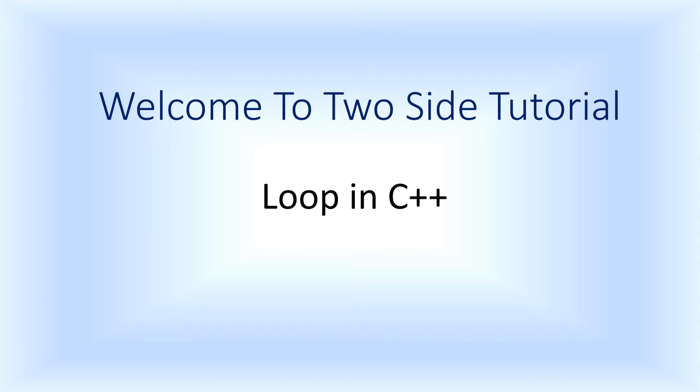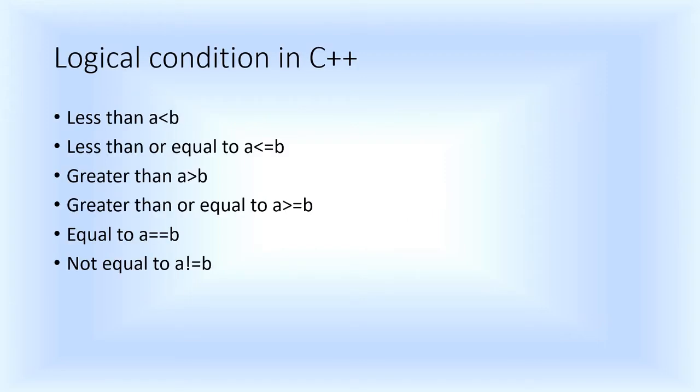In this video, we are going to study loops in C++. Before studying loops, we will study the logical conditions in C++. First, the logical condition is less than. A is less than B. Here is a simple match that A is less than B. In the C++ compiler also, we have to put that A is less than B.